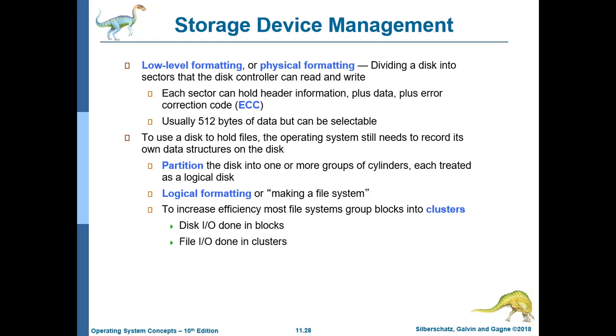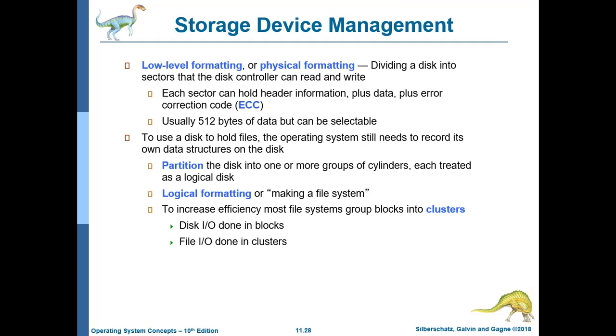Next is storage device management. Low-level formatting, or physical formatting, divides a disk into sectors that the disk controller can read and write. Each sector can hold header information plus data plus error correction code. Usually it is 512 bytes of data but can be selectable. To use a disk to hold files, the operating system still needs to record its own data structures on the disk. So if you have a new hard disk drive, you cannot use it immediately. You have to format it, because if you don't, it's a raw disk, and the operating system cannot access it because it does not have any file system yet. Okay, next we have formatting.